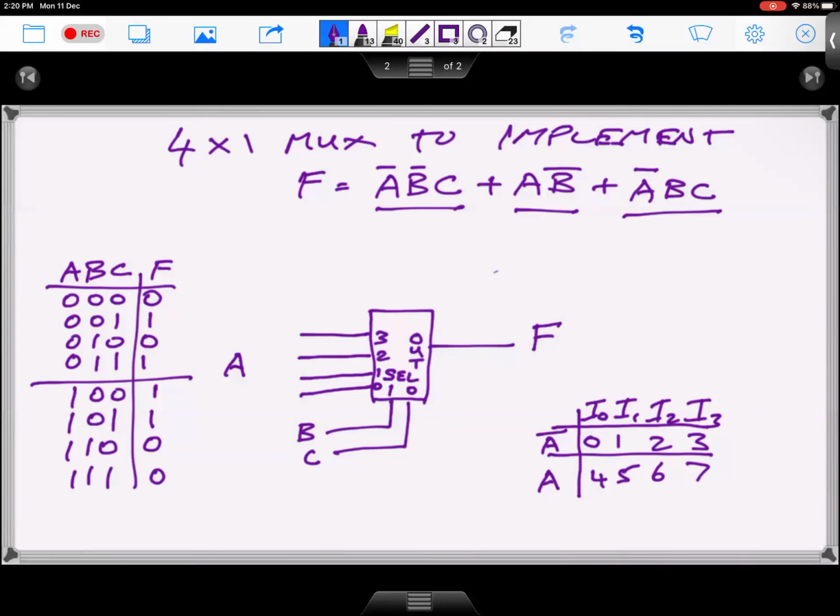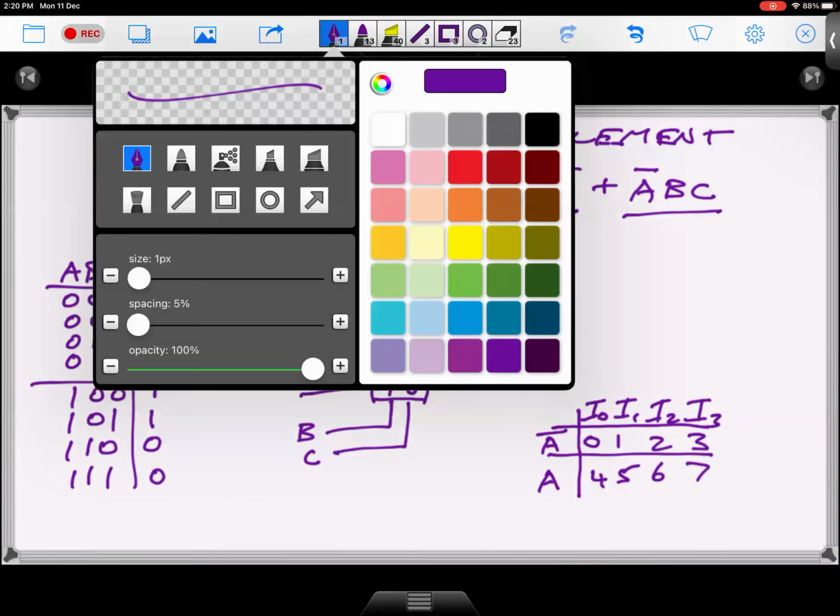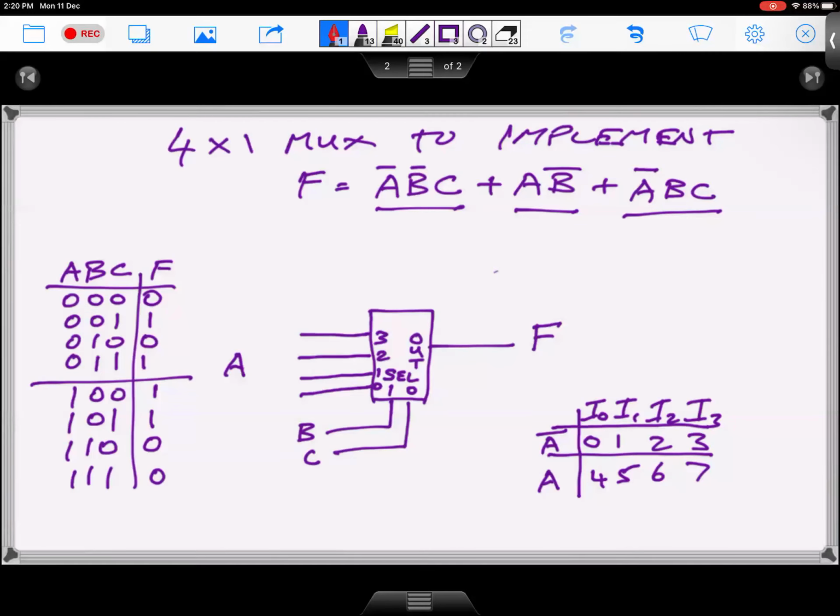So then what you have to do next is circle the ones that are a 1. So clearly we have a 1 on 1. Then we have a 1 on 3. Then we have a 1 on 4. Then we have a 1 on 5.